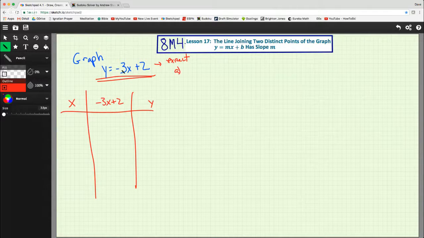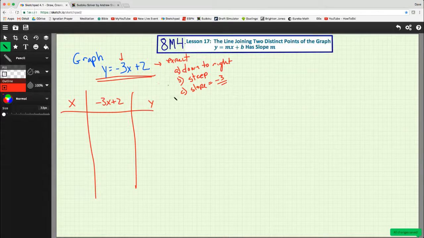A, because it's a negative slope, it should go down to the right. When we graph this, it should go down to the right. And B, because the number is a big number, greater than 1, it should be kind of steep. And C, we should expect that its slope equals exactly negative 3. It should be this number.